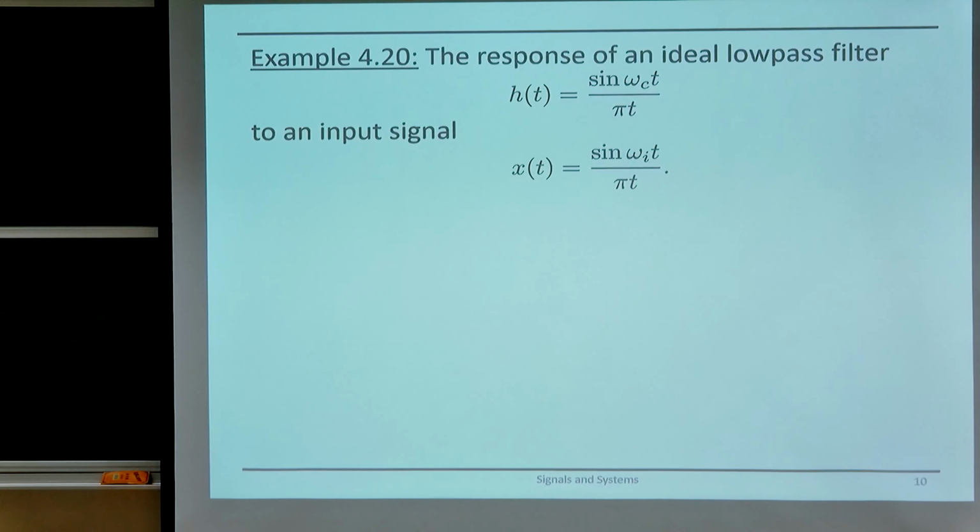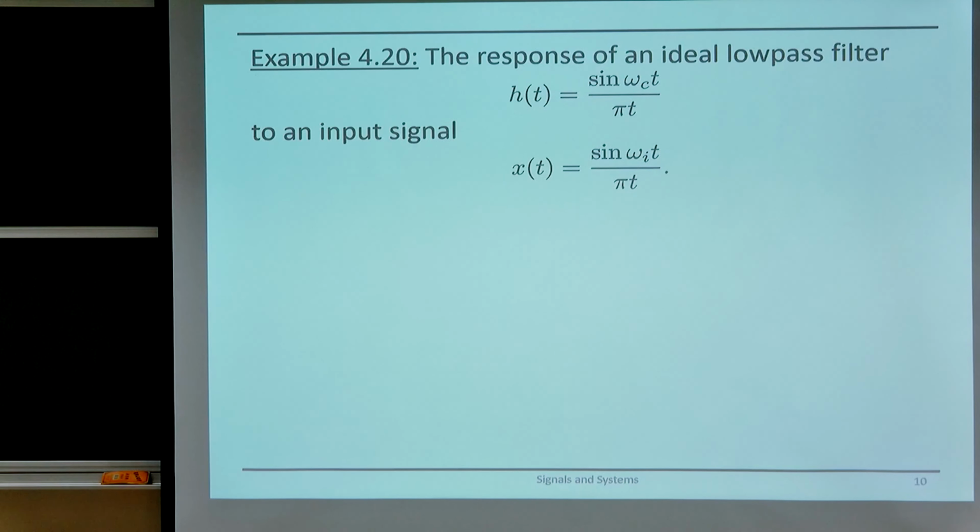In this second example, we have an impulse response that is an ideal low-pass filter, meaning that the time domain response is the sinc function. And suppose that our input is also a sinc function. So imagine computing the convolution of these two sinc functions. This is definitely going to be quite tedious. But you can do this more easily through the frequency domain.